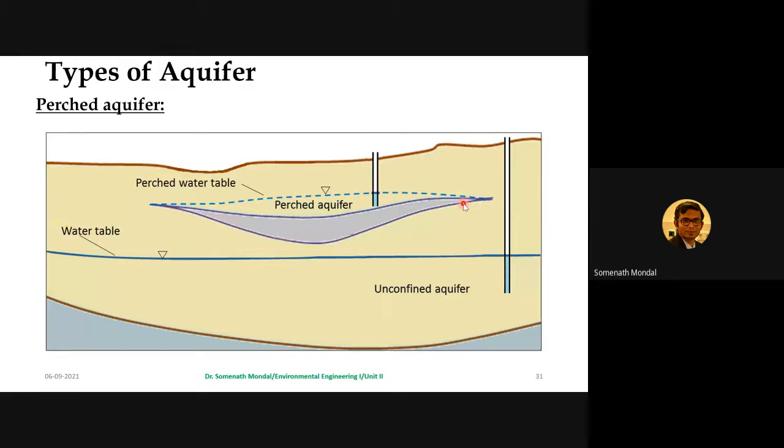So whenever we try to construct a well which will be used to provide water in a water supply scheme, we should ensure one fact: that we have not constructed the well only up to the parched aquifer. It has to go at minimum to the unconfined aquifer or confined aquifer, depending upon what sort of formation we have.